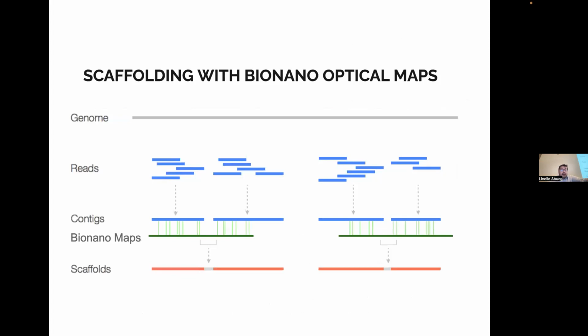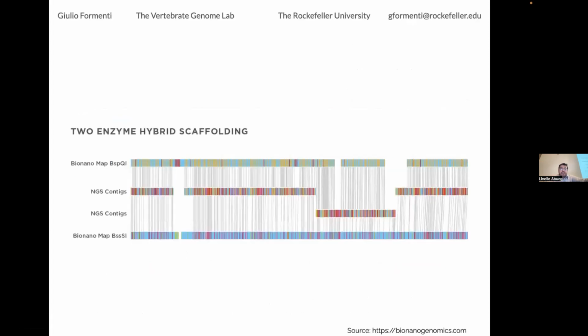This is an example here when you want to scaffold contigs. You're going to align these restriction sites on each contig, and then you know that these two contigs go together. In addition to that, because you're taking a movie of these DNA fragments, you know the exact size, so you can size this gap. You know exactly how much data is in this gap. So this is just to visualize how it will look.